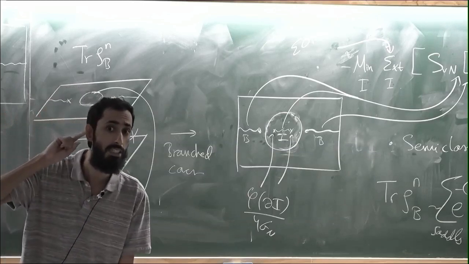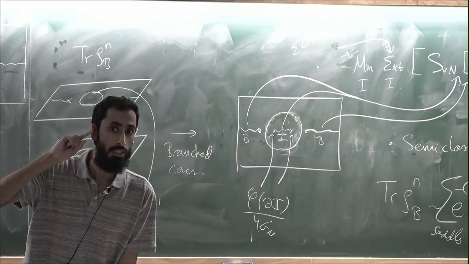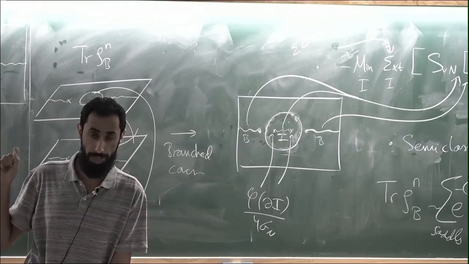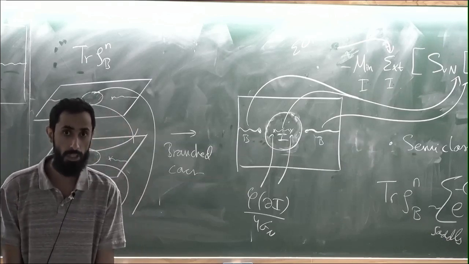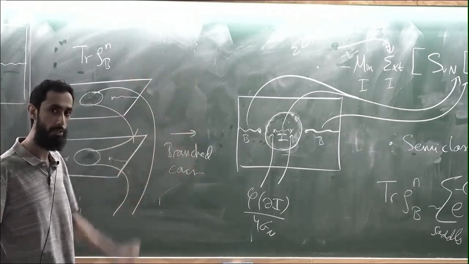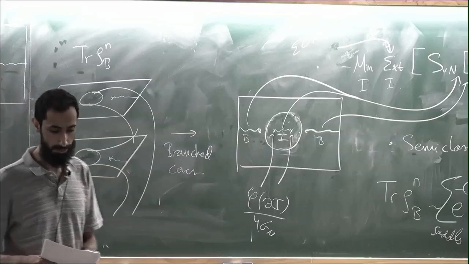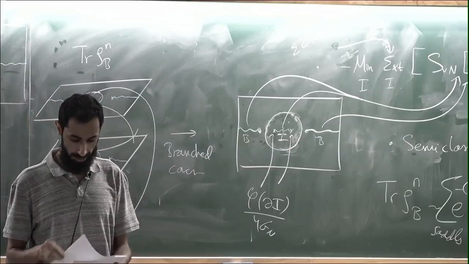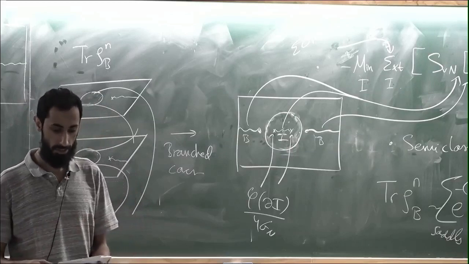The Page time here is beta times S_BH. And the idea, again, so yeah, I'm doing everything at t equals 0, but you can continue this to Lorentzian time and so on. Yeah, I wanted to give some examples of applying this formula.